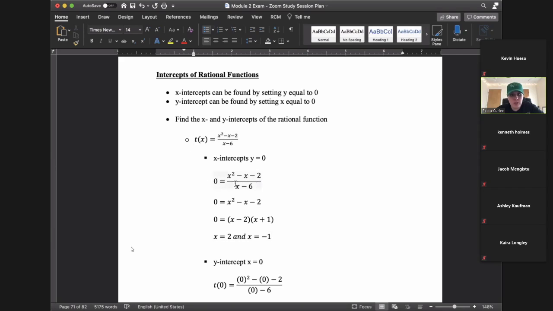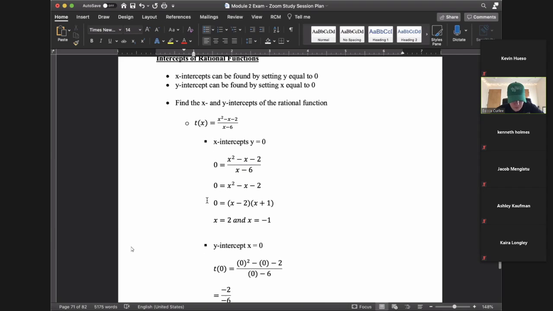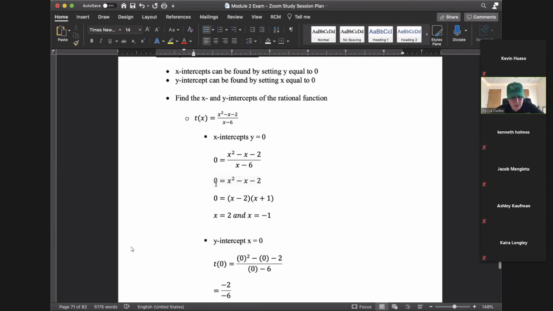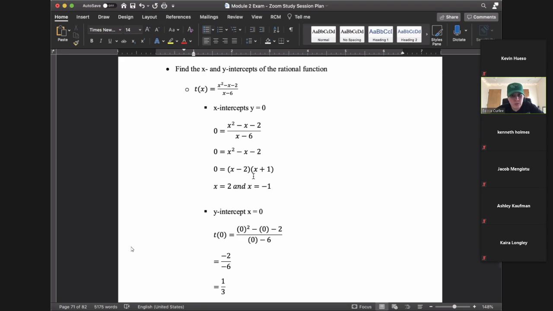So we've got 0 equals x squared minus x minus 2 over x minus 6. We're multiplying both sides by x minus 6, and 0 times x minus 6 is still 0. So we've got 0 equals x squared minus x minus 2. And that can be factored. So we've got x minus 2 times x plus 1. Then we know that our x-intercepts are going to be 2 and negative 1.